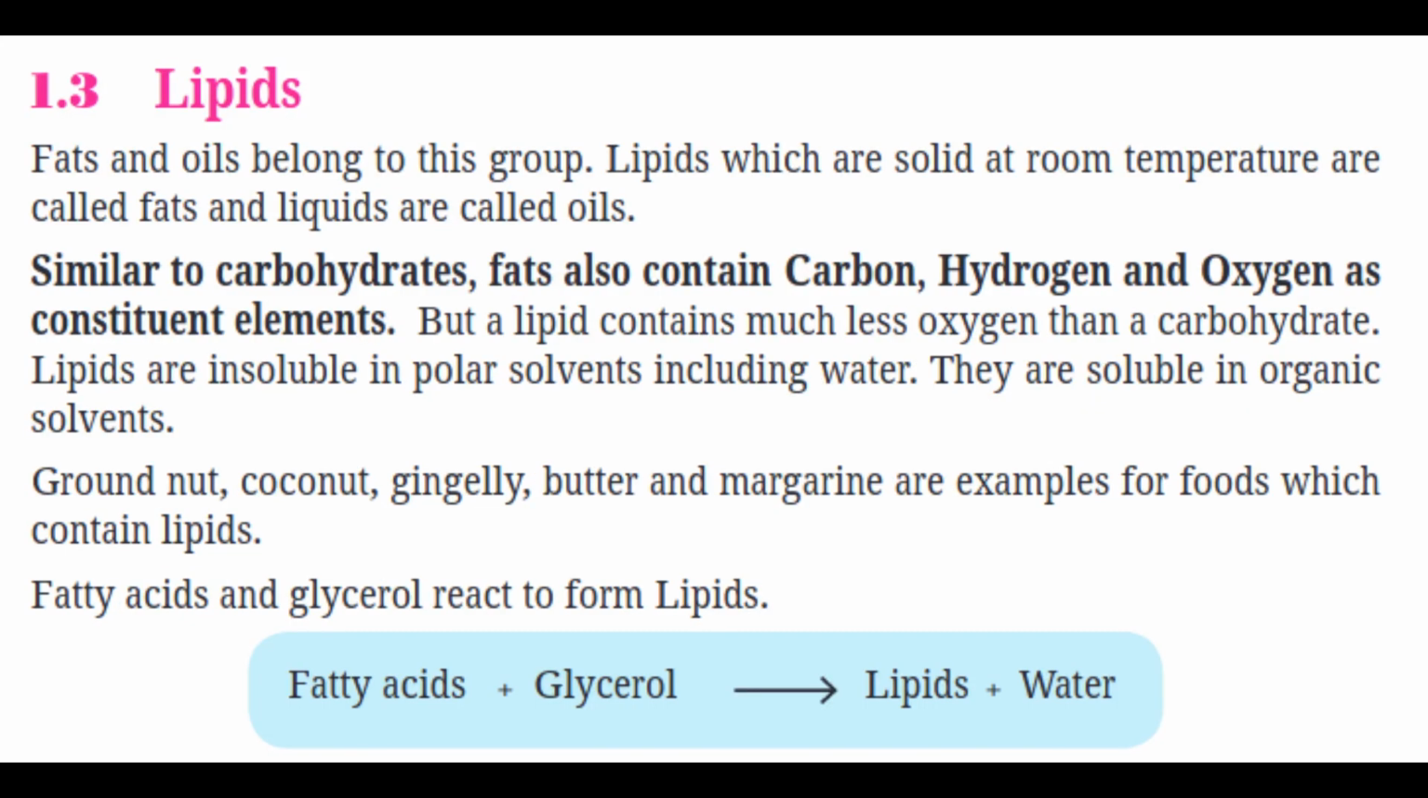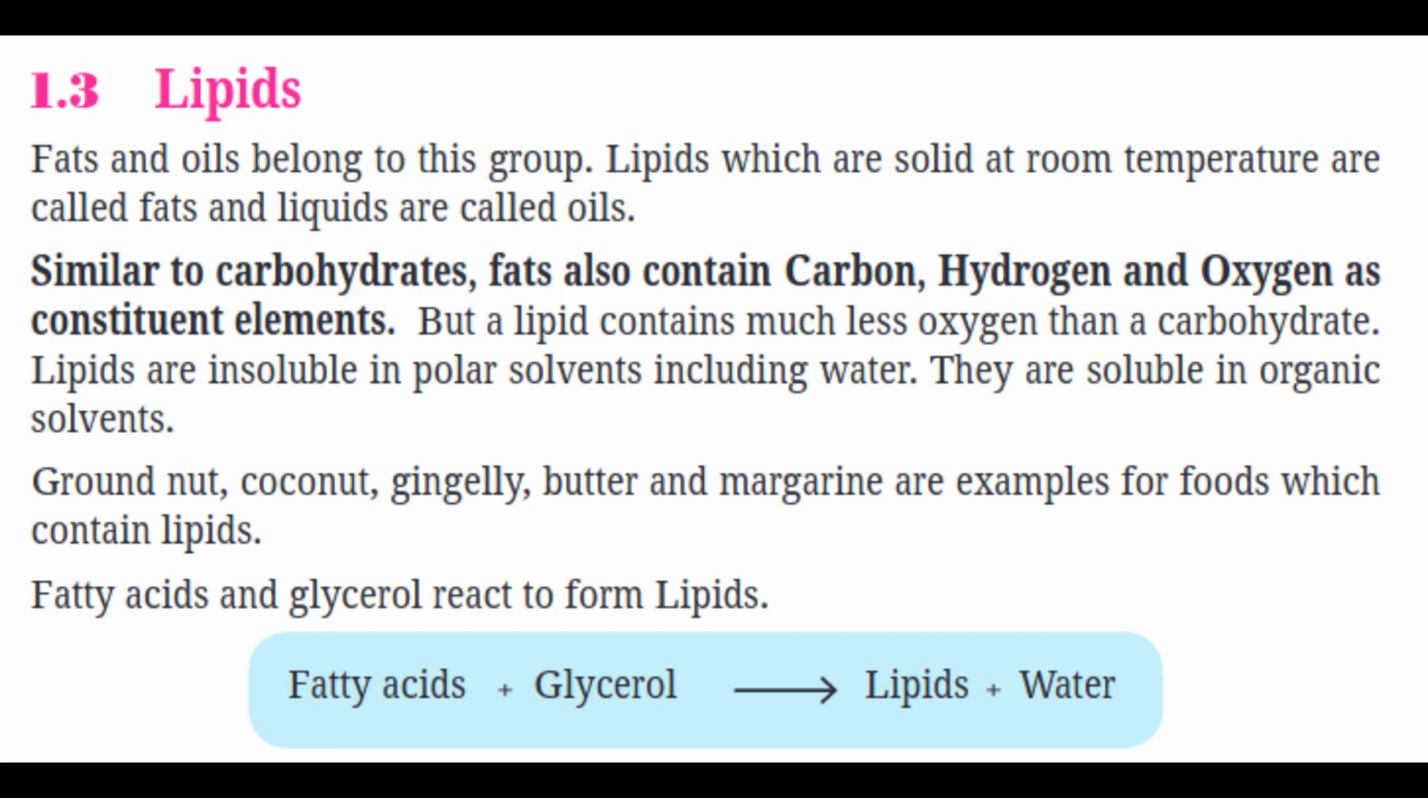Lipids. Fats and oils belong to this group. Lipids which are solid at room temperature are called fats, and liquids are called oils. Similar to carbohydrates, fats also contain carbon, hydrogen, and oxygen as constituent elements, but a lipid contains much less oxygen than a carbohydrate. Lipids are insoluble in polar solvents, including water. They are soluble in organic solvents. Groundnut, coconut, gingelly, butter, and margarine are examples of foods which contain lipids.